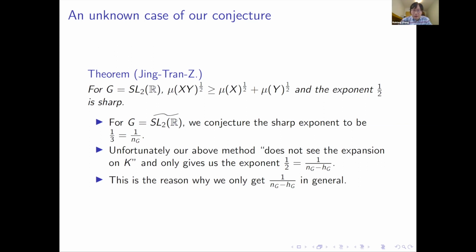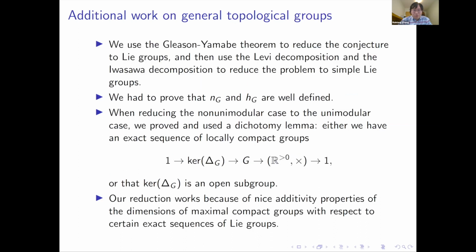Okay, so in the end, I have a few more remarks. Some of them are very technical, so feel free to skip some of those. I just want to say what happens for general topological groups, and why Lie groups automatically play a decisive role. The first is that we have Gleason and Yamabe, and we can reduce the conjecture to Lie groups and use the Levi decomposition, Iwasawa decomposition to reduce it to simple Lie groups like SL2 of R. So that's how the reduction looks.